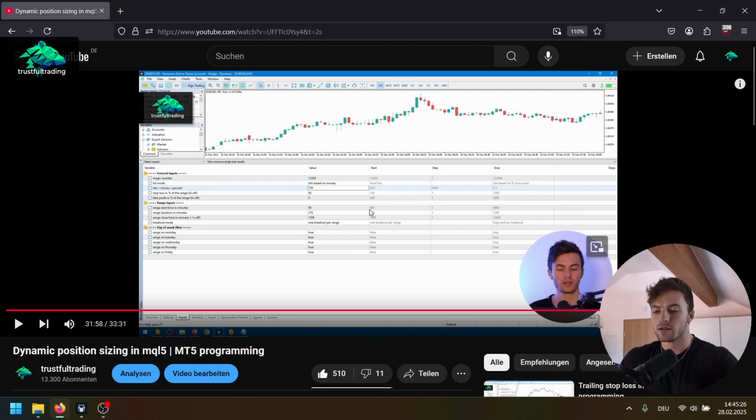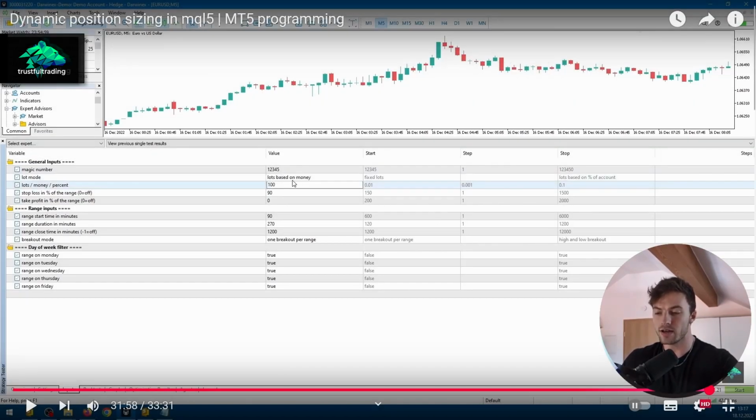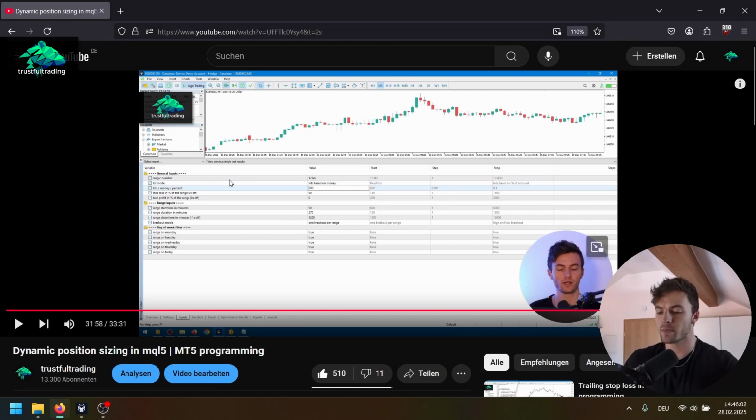So let's take a look at the settings. We basically used dynamic lot size, so a fixed dollar amount per range we want to risk, and then the position size is calculated by the EA. And then 90 for the range start, 270 duration, and we close the trades in the evening. So very, very simple strategy. That's what I like. I like to keep things very simple, because then the risk to over optimize is not that high with fewer parameters.